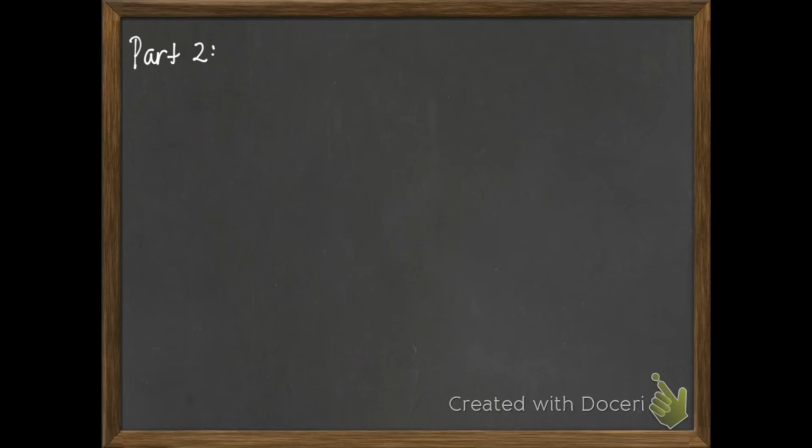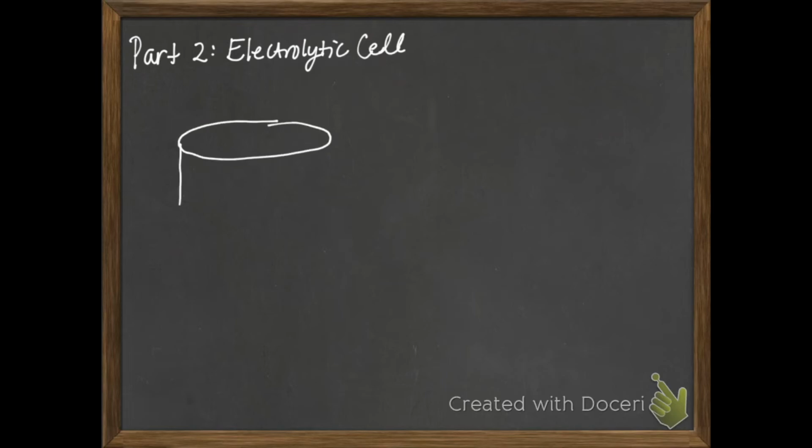So part 2 of experiment 19 is an electrolytic cell. And so I'm going to go ahead and draw a diagram of this electrolytic cell that will be set up for part 2 of experiment 19. And so it just consists of a beaker. We can do our electrolytic cell in one container.